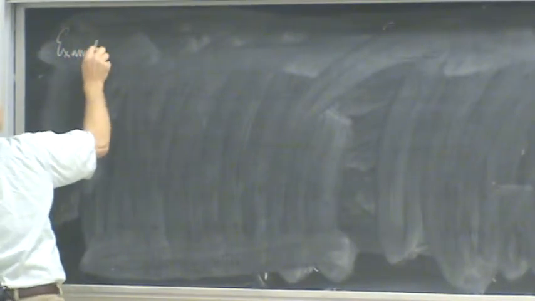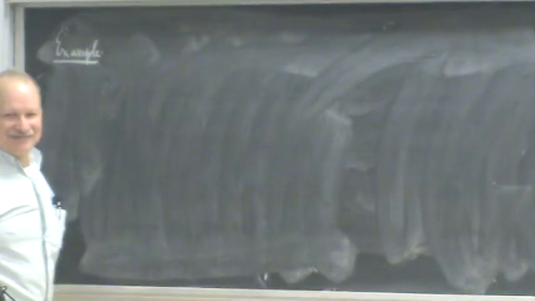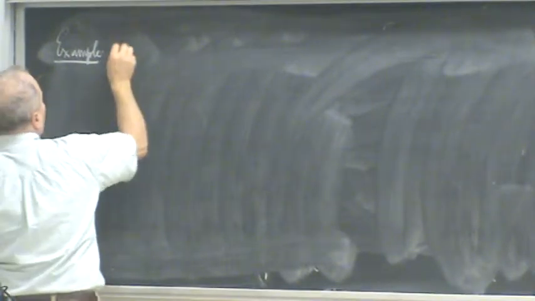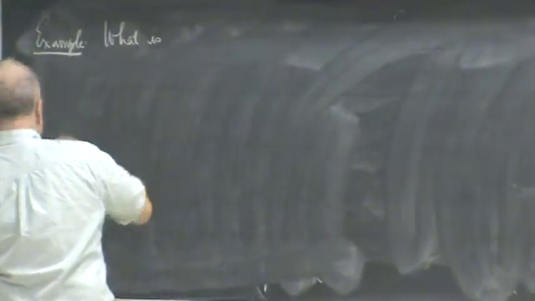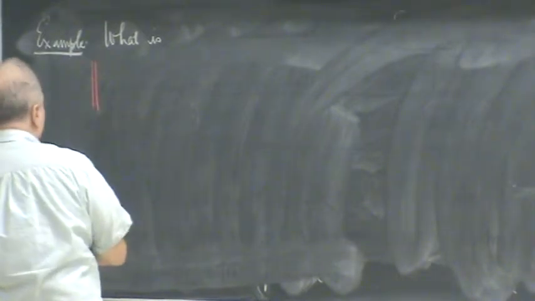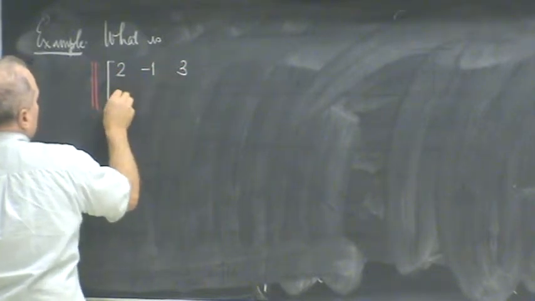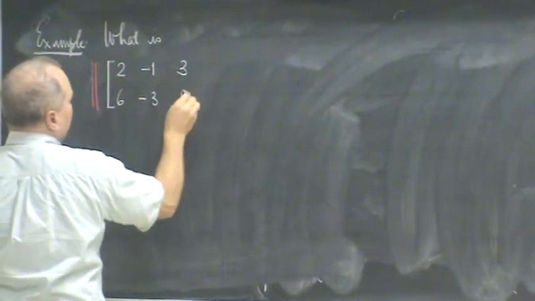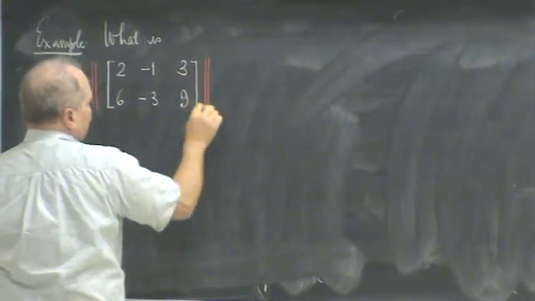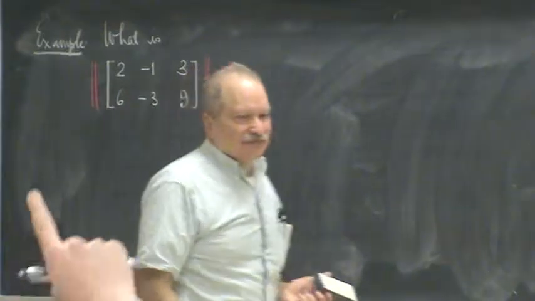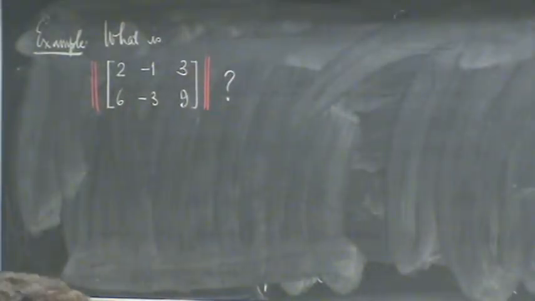So, here's one for you guys to think about. Don't only yell out the answer at once. Actually do think. What is the red norm of the matrix 2, -1, 3, 6, -3, 9? I'll take nominations of answers after you've thought for a little bit.